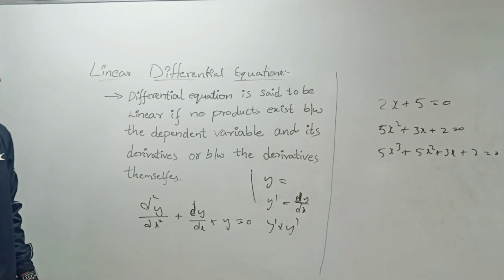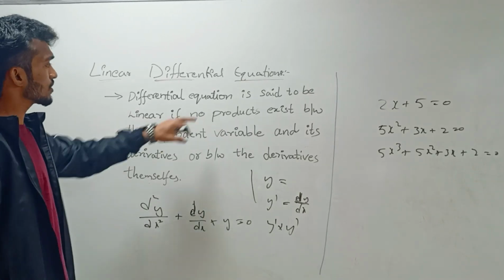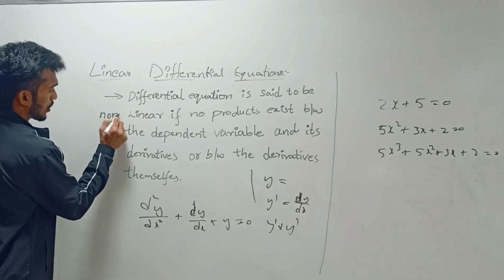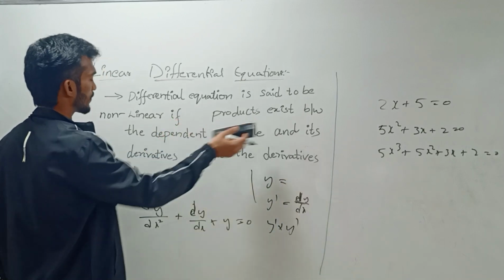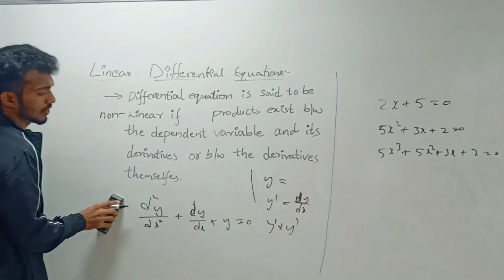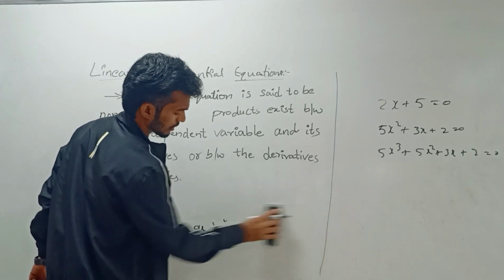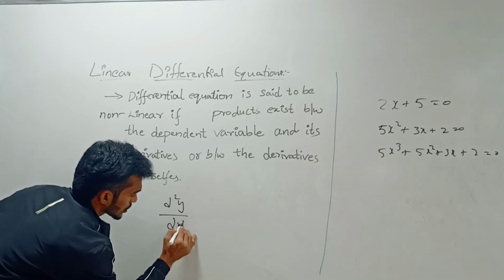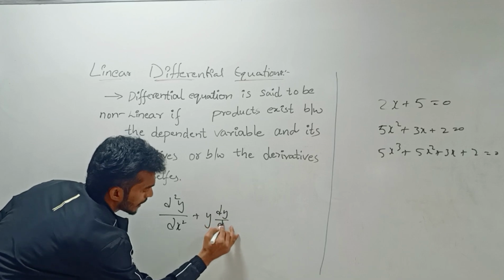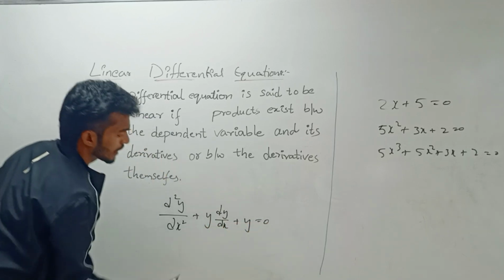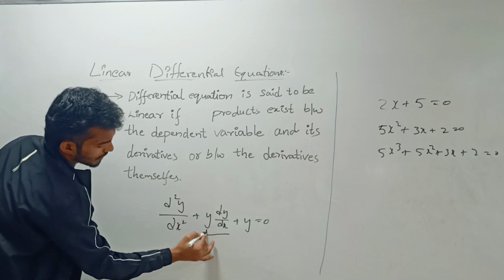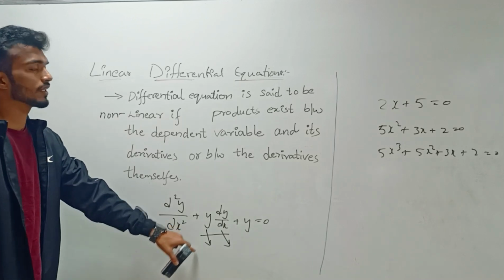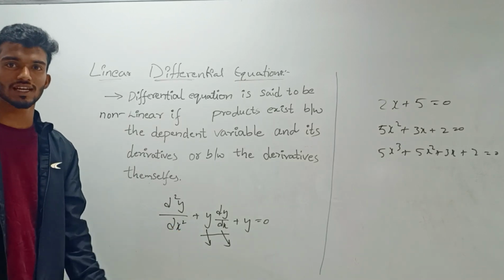And coming to non-linear differential equation. A differential equation is said to be non-linear if products exist between the dependent variable and its derivatives or between the derivatives themselves. That is nothing but d2y by dx square plus y into dy by dx plus y equal to 0. Here the product exists between the dependent variable and the derivative of the dependent variable. So this equation is said to be the non-linear differential equation. That's it.